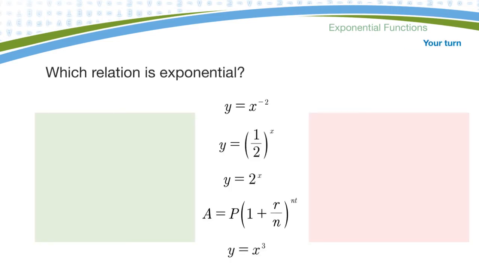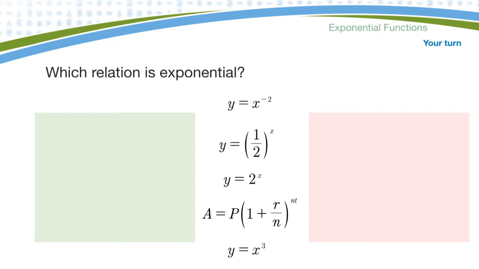Okay, so take a look at these. Your turn for a second, and just in your mind, I'll move them, but in your mind, determine which of those are exponential and which aren't. Put the green one, the exponential ones, in the green box and the others in the other.